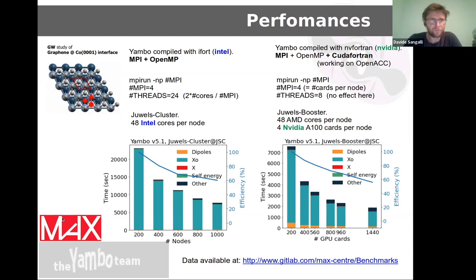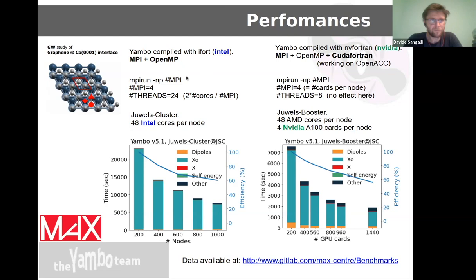And the scaling test, this one, has been done on the Juice cluster. So in this case, Yambo is compiled with the Intel compiler. And here you see tests for running Yambo in parallel on a cluster which has Intel cores node.